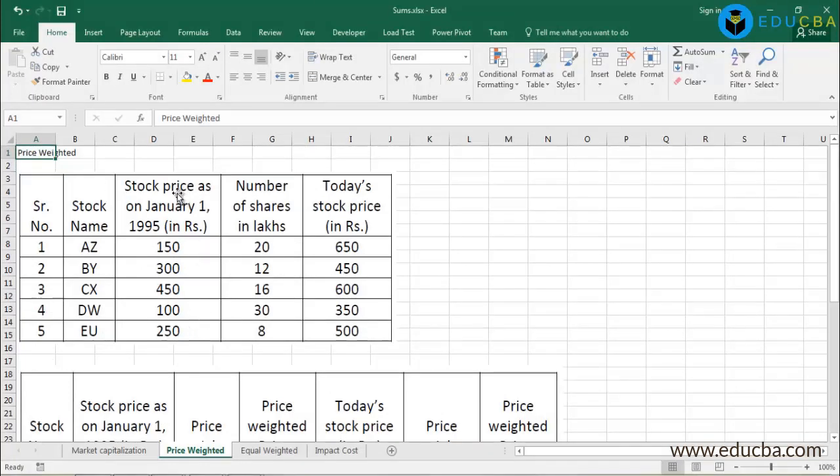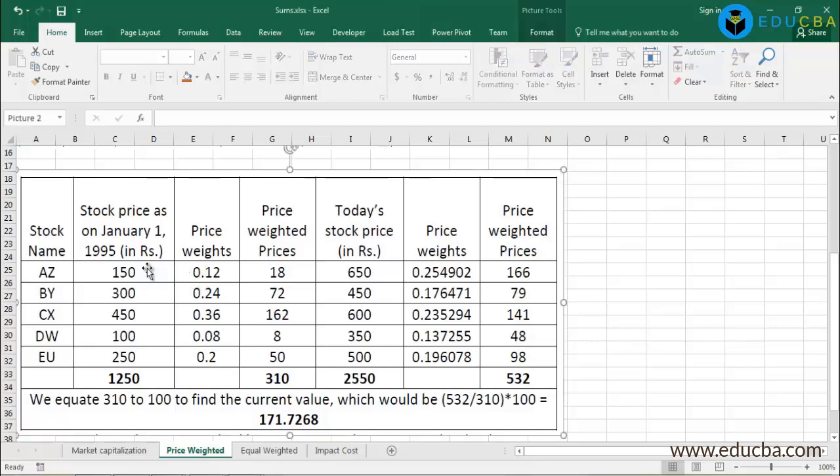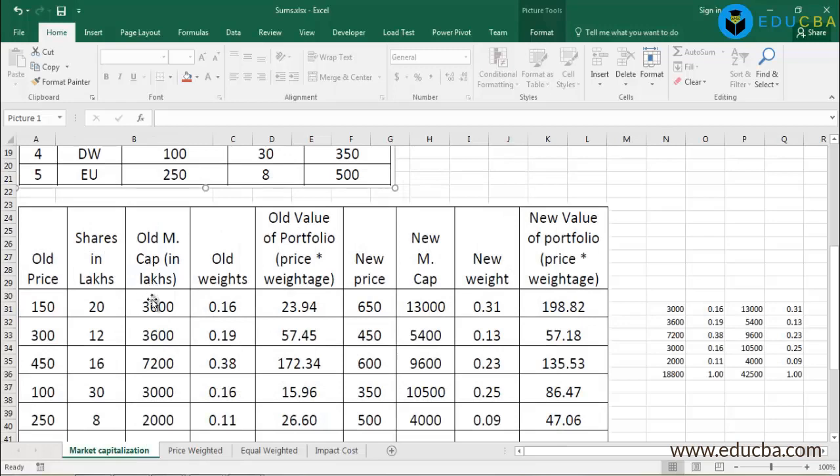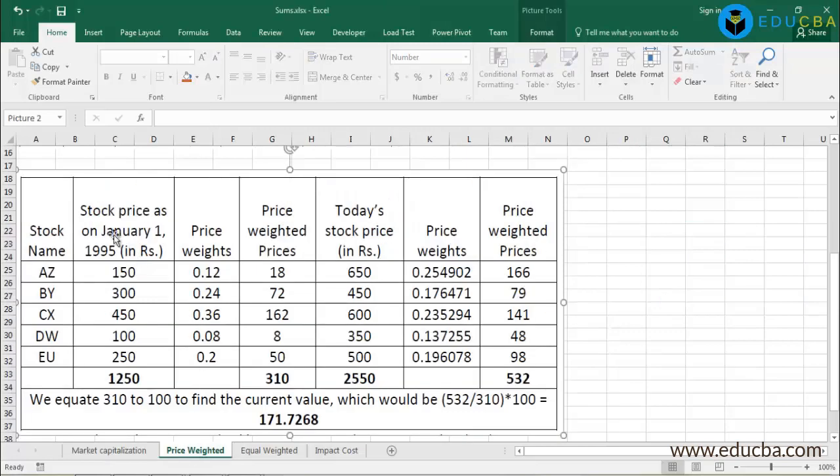We take the list of 5 stocks, and this is the stock price as of 1st January, and this is today's stock price and number of shares in lakhs. So the stock name here, the stock price here, and the price weight is directly assigned by just looking at the price. Instead of, if you had seen earlier, we also considered shares in lakhs. We multiplied 150 into 20, which comes to 3000, and we took 3000 divided by 18,800, which comes to 0.16. In this scenario, we are not taking the number of shares. We are just taking the price and assigning weights to them.